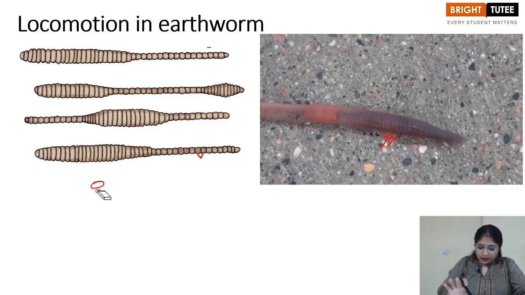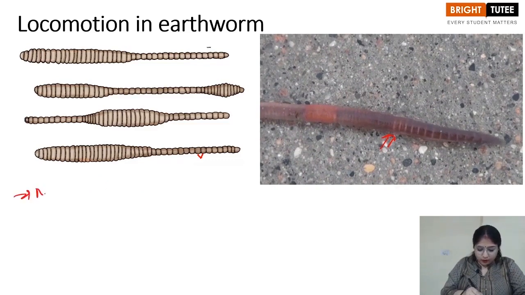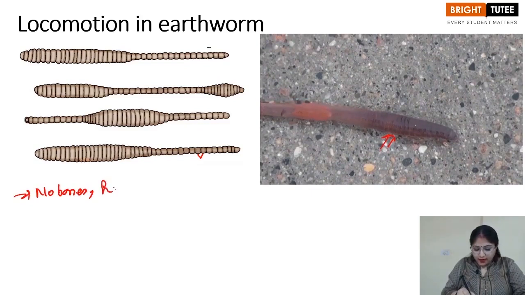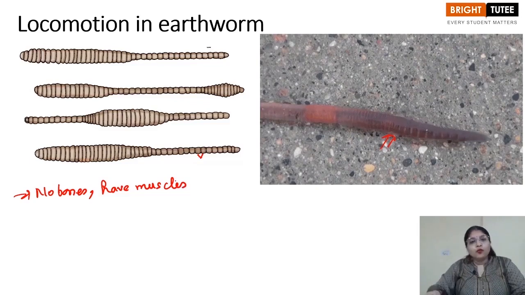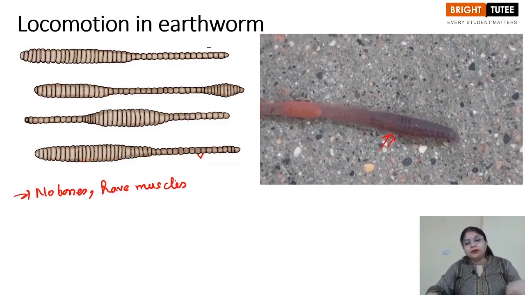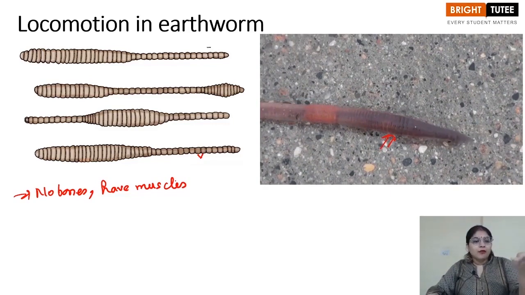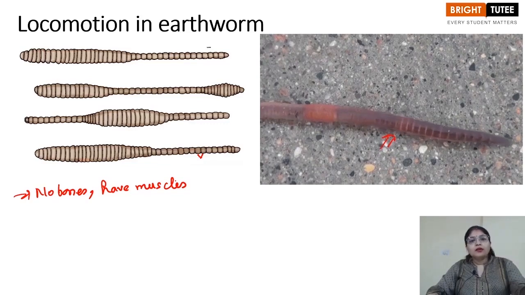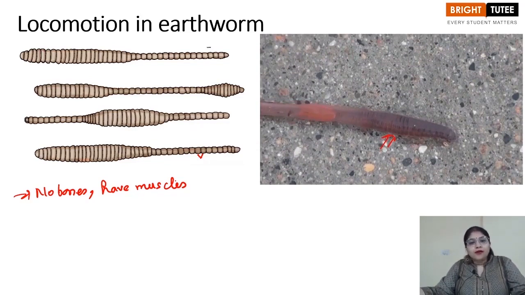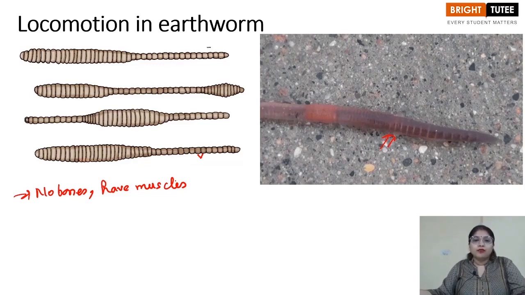Apart from that, the earthworm does not have bones. What they do have is muscles, right? So the whole body is made up of muscles and there are no bones. Now, up till now, you've studied the movement in human beings, in which you saw how movement was coordinated with the help of bones and muscles. So you might wonder how it is possible for the earthworm to move on its own, although it doesn't have bones, it simply has muscles. So how is it possible for it to move?